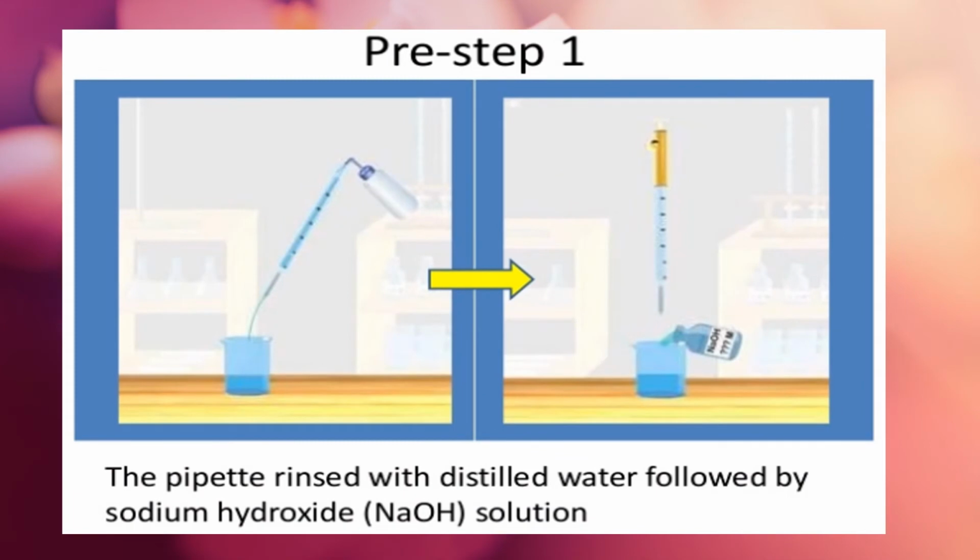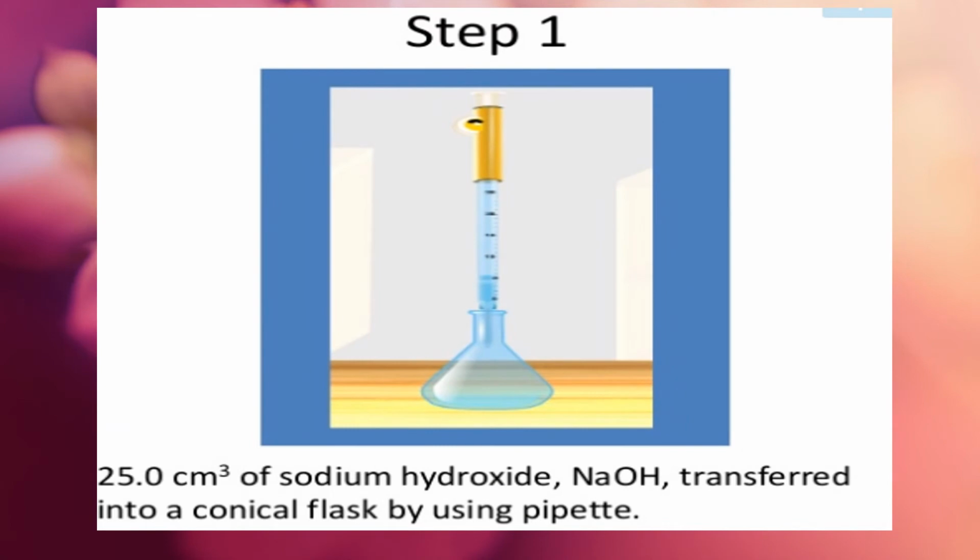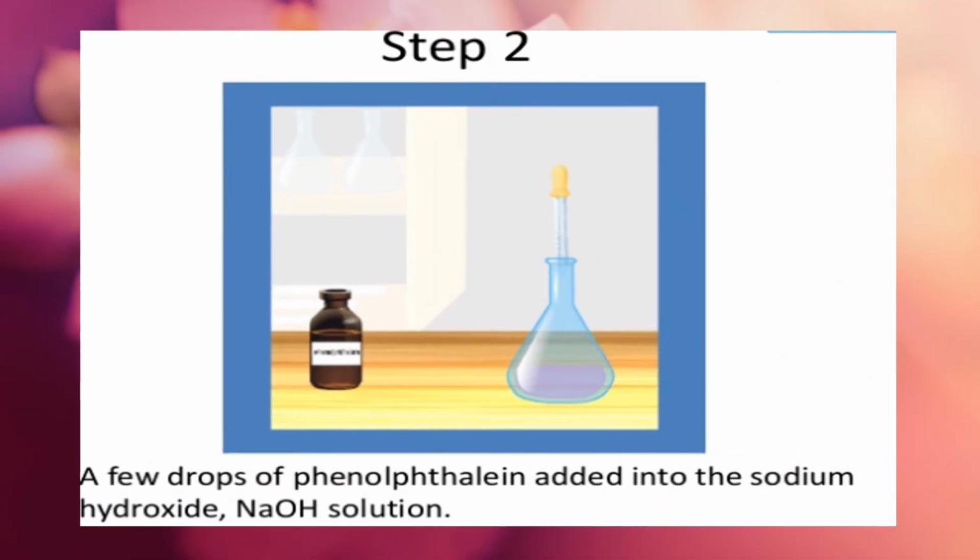A pipette is used to measure the amount of alkali. The pipette is rinsed with distilled water followed by sodium hydroxide solution. A measured amount of sodium hydroxide is placed in a conical flask. The next step is to add a few drops of indicator in a sodium hydroxide solution.